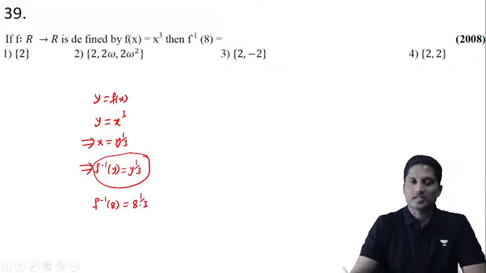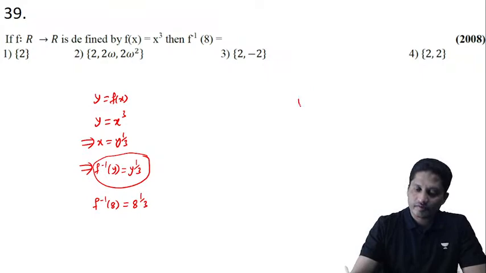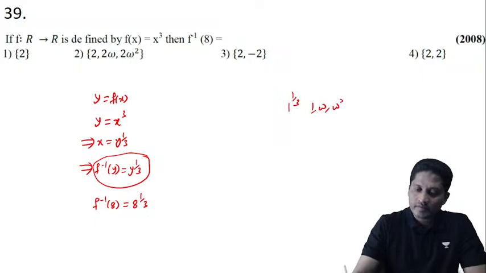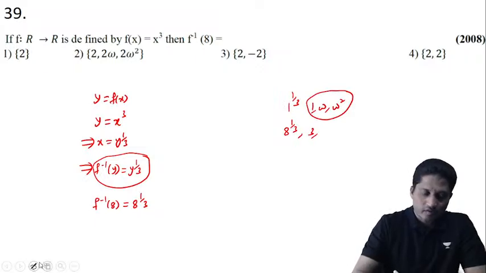Alright, now in complex numbers it's a standard result, right? Cube roots of unity is 1, omega, omega square. Cube roots of 8 will be 2, sorry, cube roots of 8 will be equal to 2, 2 omega, 2 omega square.